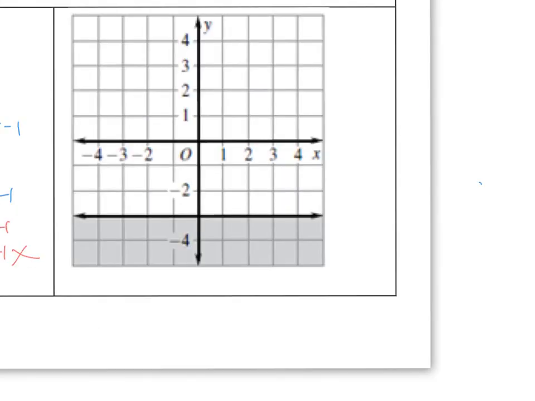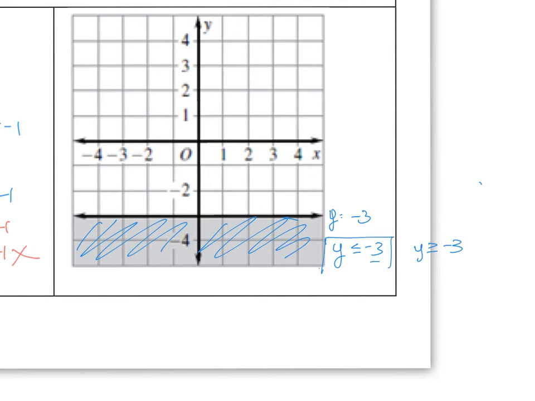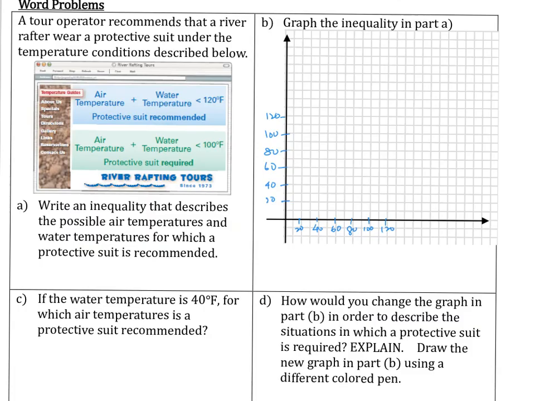Now for this graph, the boundary line is y equal to negative 3, and it's also solid, so this inequality that represents the graph could either be y less than or equal to negative 3 or y greater than or equal to negative 3. Well, because the bottom half of the graph is shaded, we want all the y coordinates that are either negative 3 or smaller. So the answer has to be this first inequality here, y less than or equal to negative 3, and not the other one.